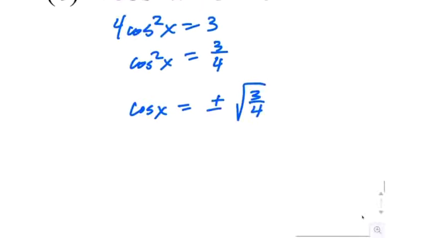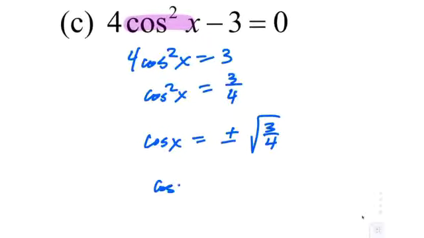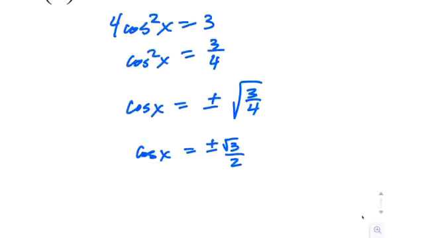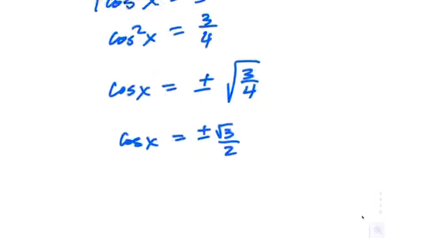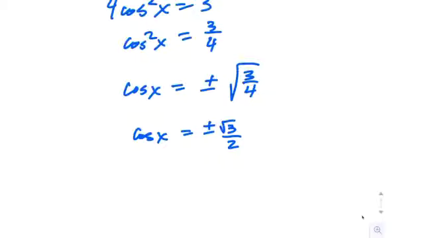Is the square root of 3/4 a unit circle ratio? Not immediately recognizable as one, but remember, we could take the square root of the top and the bottom separately. So that's going to be the square root of 3 over the square root of 4. What is the square root of 4? 2. So square root of 3 halves. Oh, it was a unit circle ratio, just in disguise. That's a unit circle ratio.